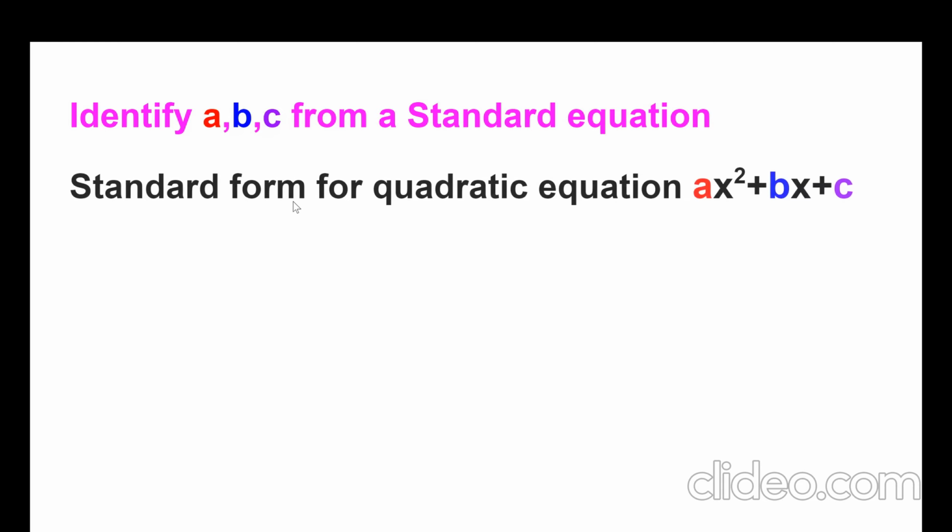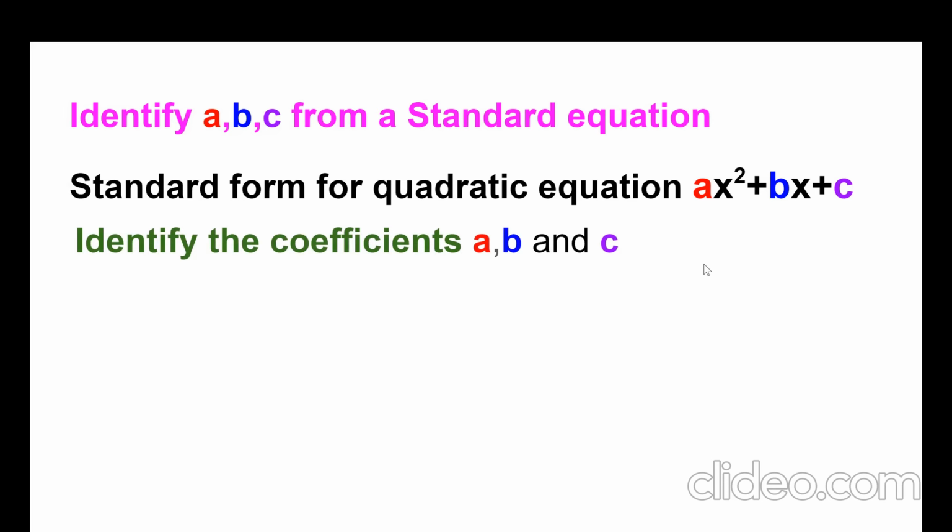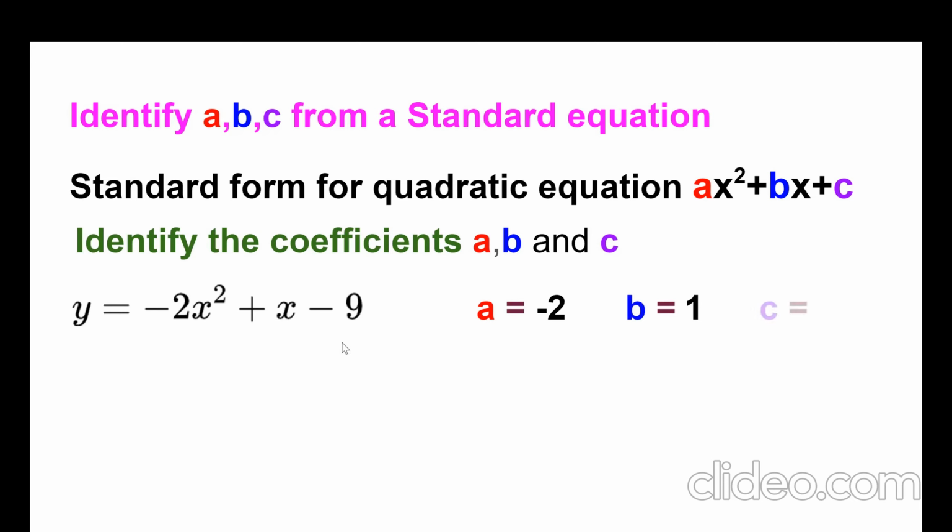As we saw earlier, those are the coefficients. This is a, the coefficient of x squared, this is b, the coefficient of x, and c is the constant term. So those are just numbers in the equation. Let's say I have an example like this equation, y equals negative 2x squared plus x minus 9. A is the number next to the x squared, so it is negative 2. The number next to the x, that's the b, it is a 1 in this case. And the constant term is not 9, it's negative 9 because of the minus.